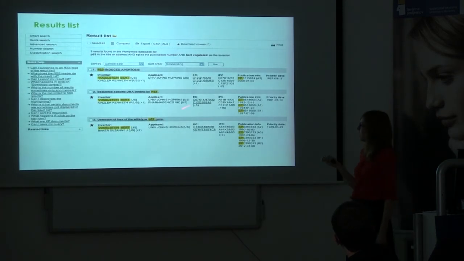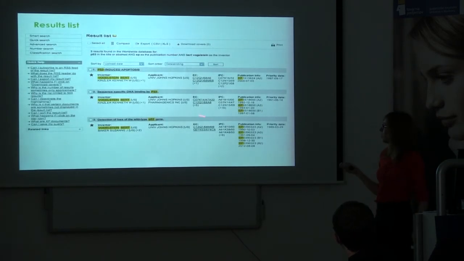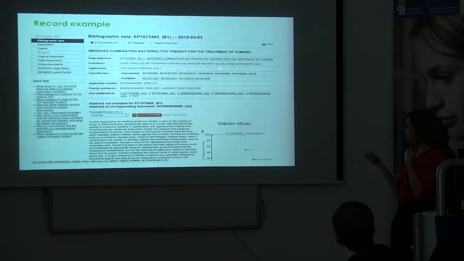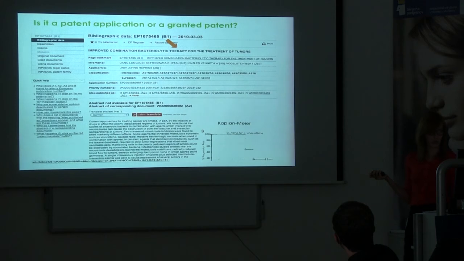The results list looks like this. You have highlighted search terms, and you can open records by clicking on them. And you see a document which has all of this bibliographical information and a menu. From this menu, you can find out the answers for your questions.